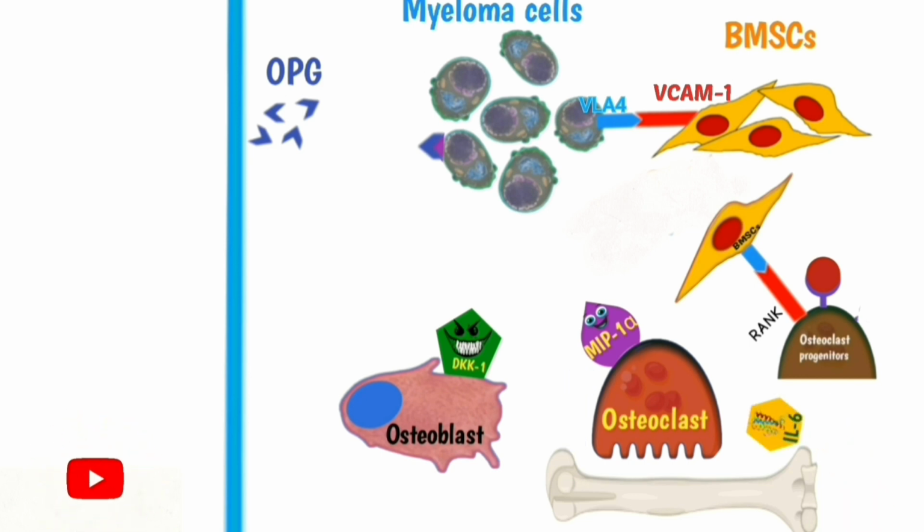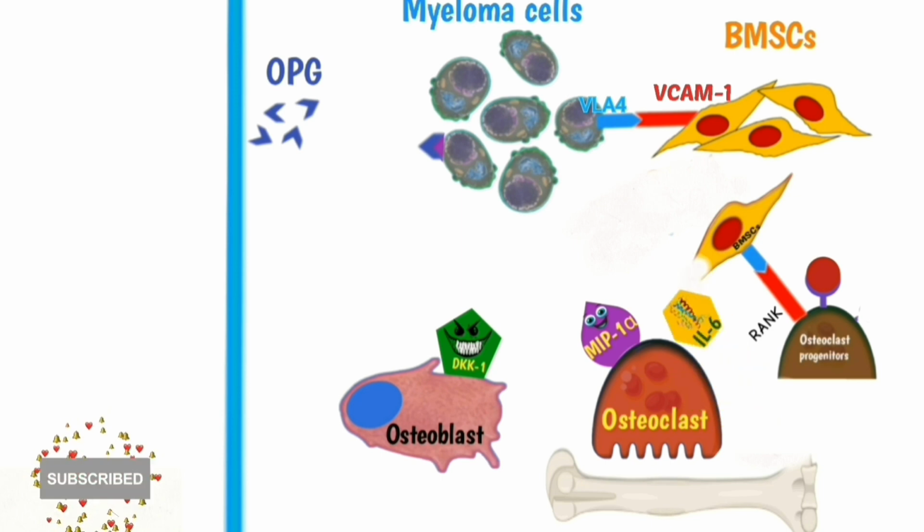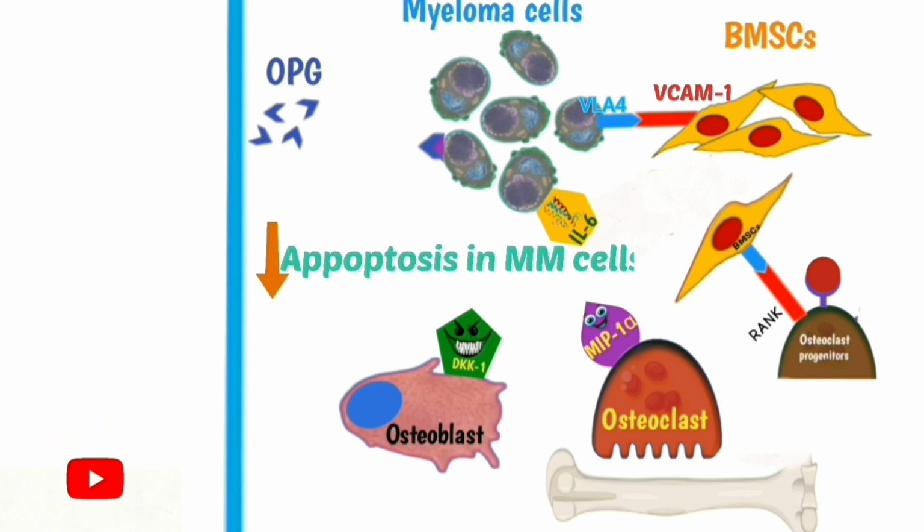Interleukin-6 attaches to osteoclasts. It has a positive effect on osteoclasts. After that, it goes and attaches to myeloma cells and decreases apoptosis in myeloma cells.